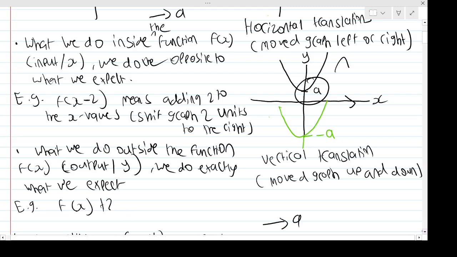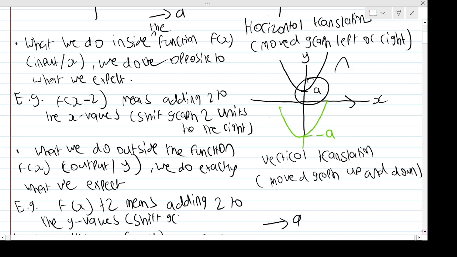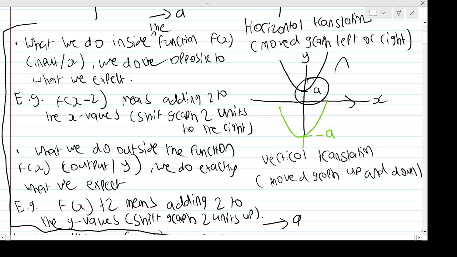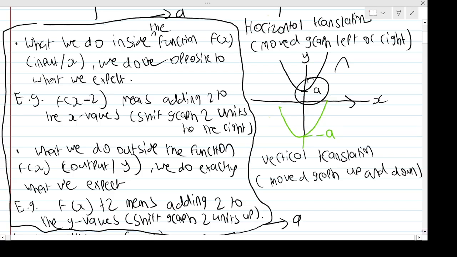So f of x plus 2 means adding 2 to the y values. So we're going to shift the graph 2 units up. There we are. And I am going to box this if I can, because I think that's the most essential idea when we do any sort of graph sketching. These two ideas will be absolutely helpful and pretty much crucial. Okay, these two ideas, okay?